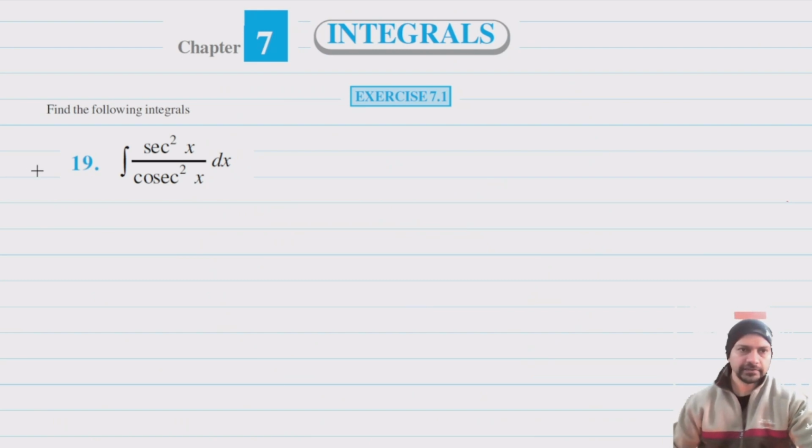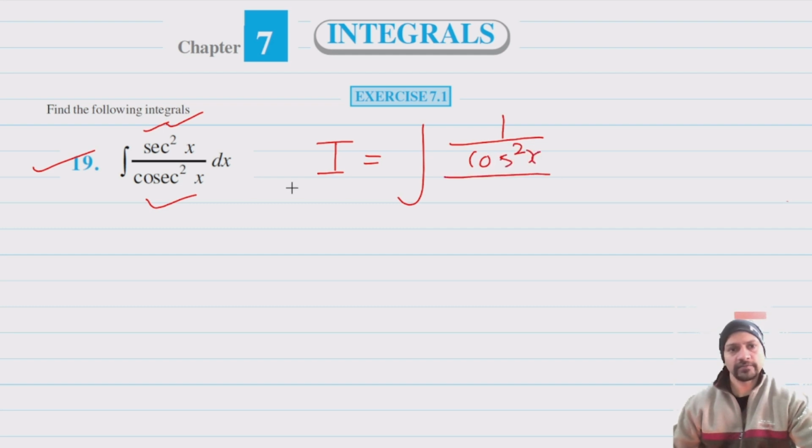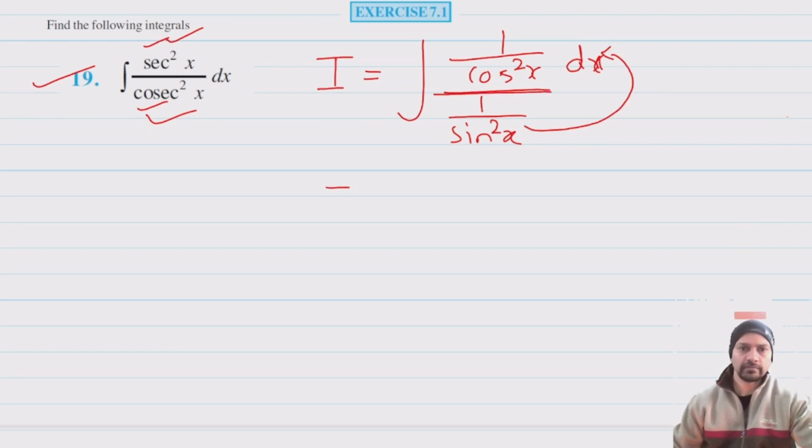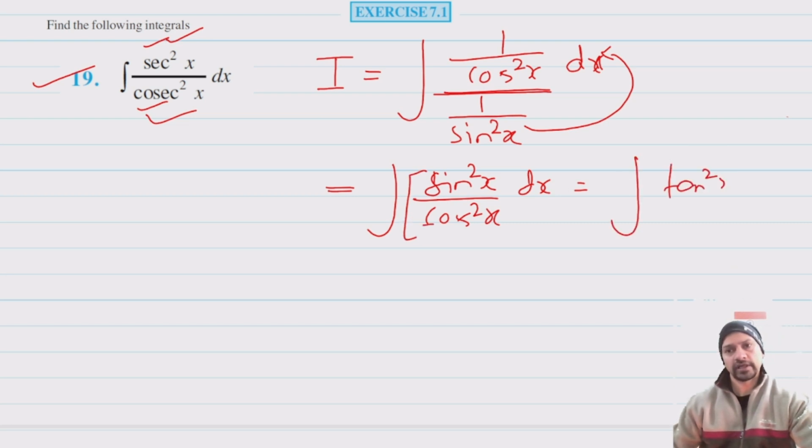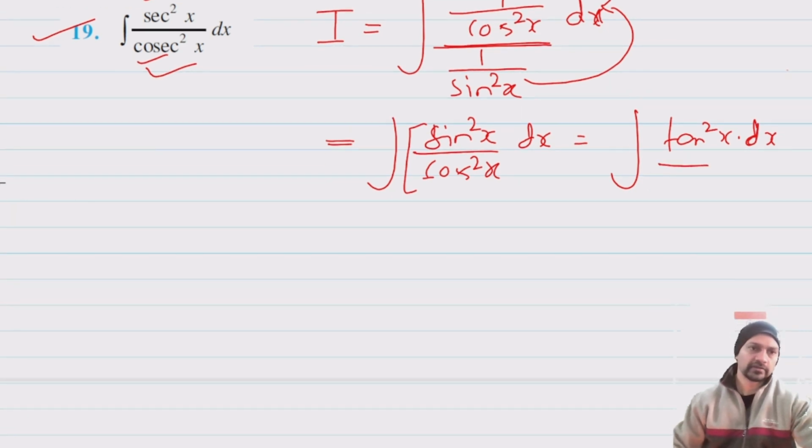Let's try question number 19. We have to find the integral of secant square x upon cosecant square x, and we don't have the direct formulas for secant square x and cosecant square x. So in this case, let's try to simplify them in terms of sine and cos. We know that secant square x is 1 upon cos square x, and cosecant square x can be written as 1 upon sine square x. So this is now in terms of sine and cos, and this moves up. So this is sine square x upon cos square x into dx, and sine upon cos, we all know, is tan, so tan square x into dx. And for tan square x, we know the identity: 1 plus tan square x is equal to secant square x.